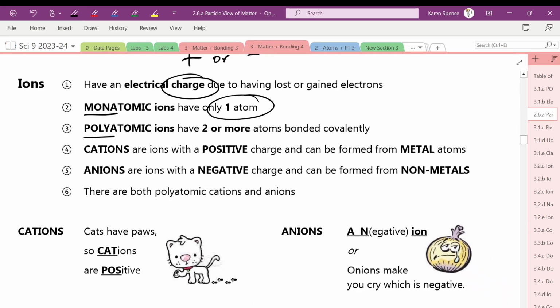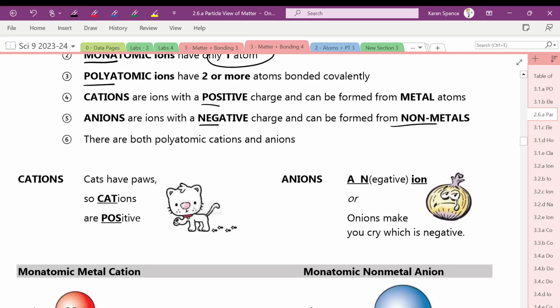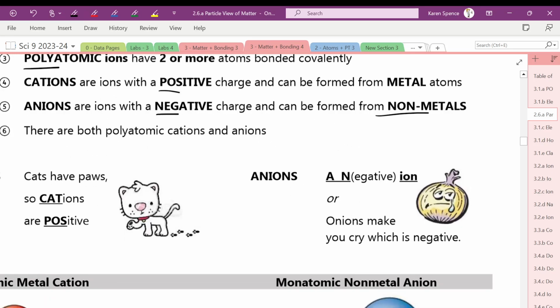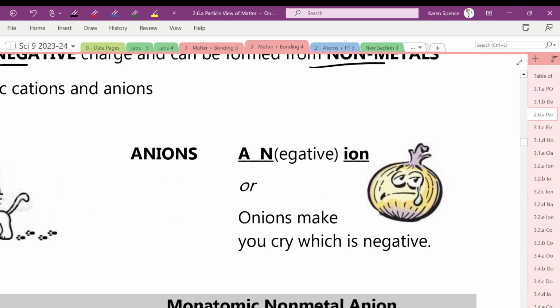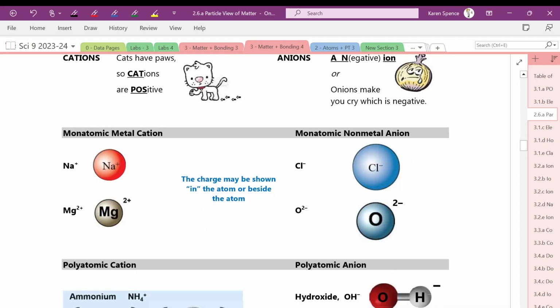Cations are positive, anions are negative. What type of element forms cations? Metals. What type of element forms anions? Non-metals. So cats have paws, so cations are positive. We have a negative ion, or onions make you cry, which is negative.